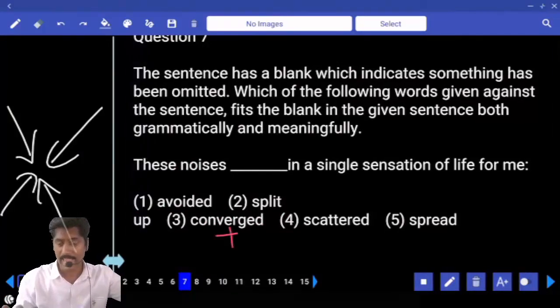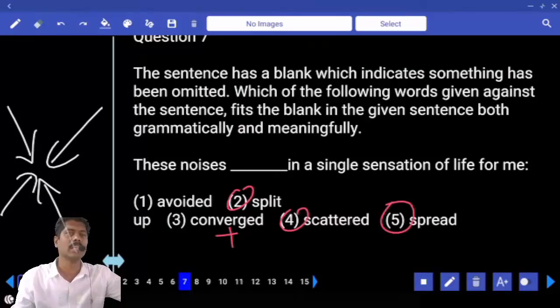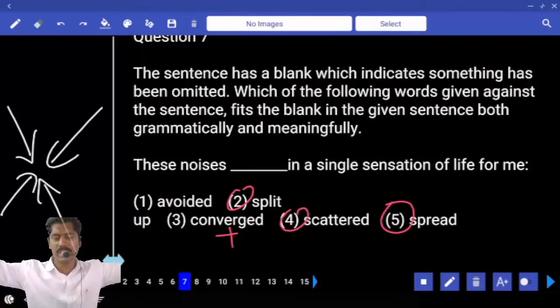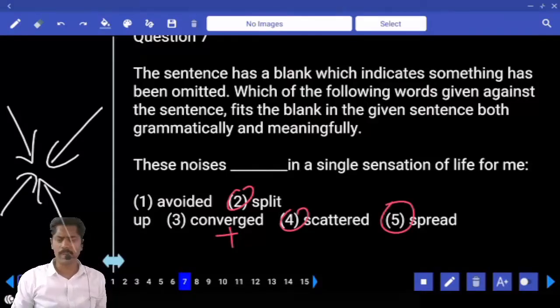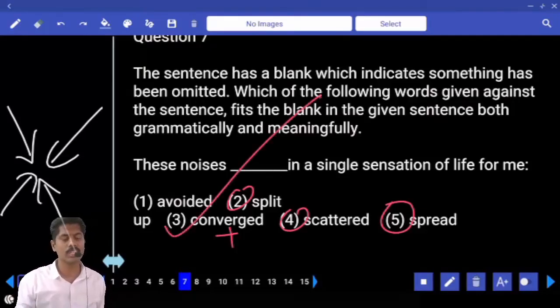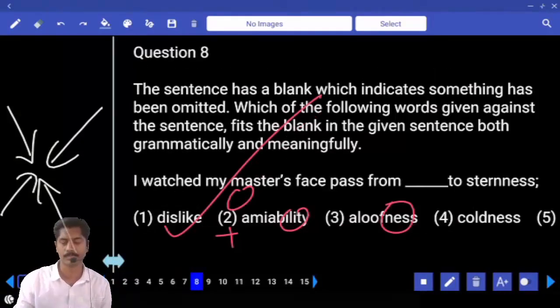Scattered, spread, same meaning. See, 2, 4, 5, same meaning. After the class, after the explanation session, what will you do? You will be scattered to your respective hostels. Everybody will be going in a zigzag order, scattered. Spread. So answer 1 or 3. Answer 3. These noises combined in a single sensation of life for me.